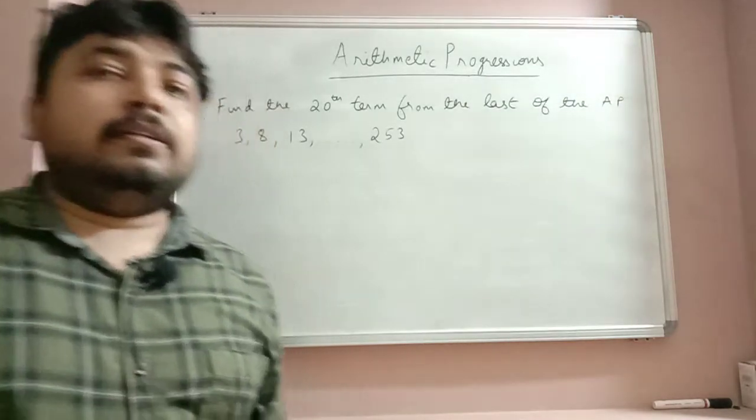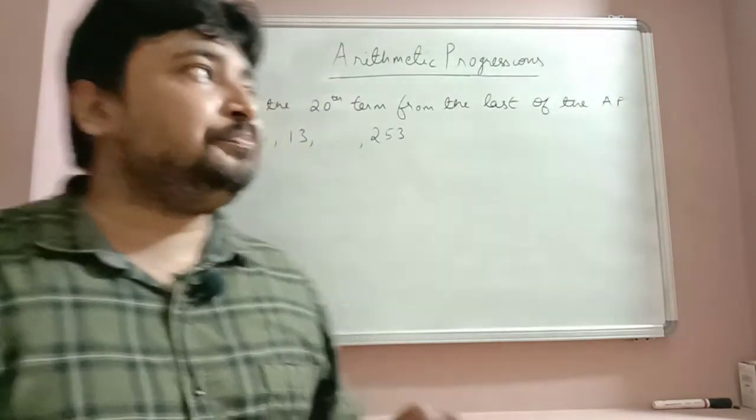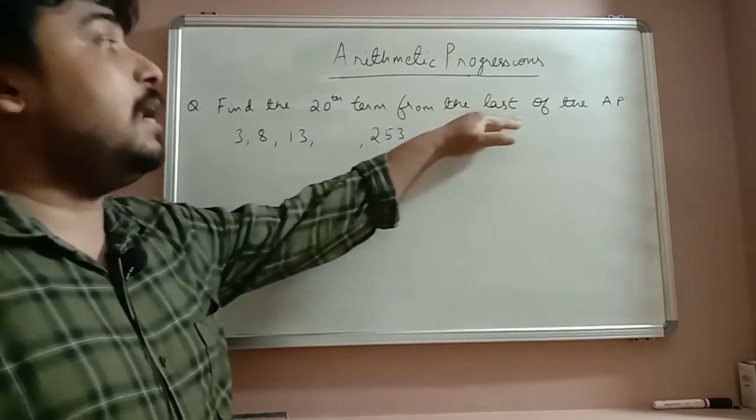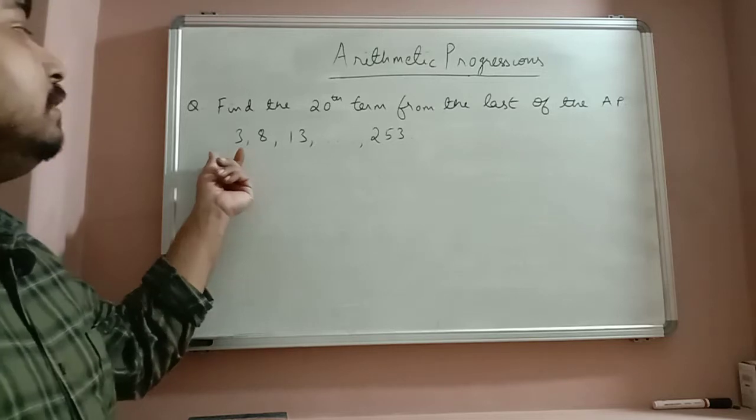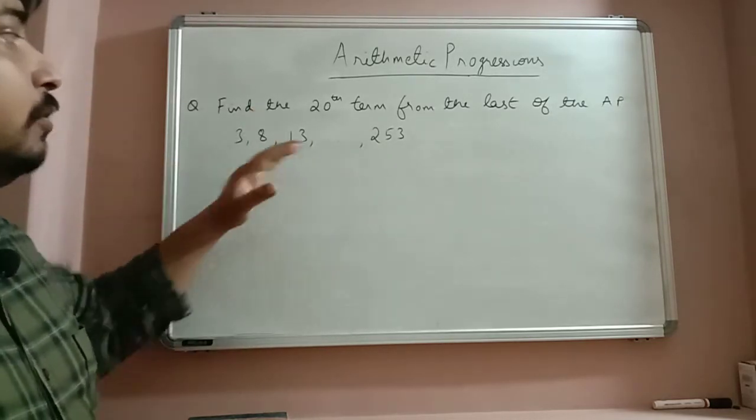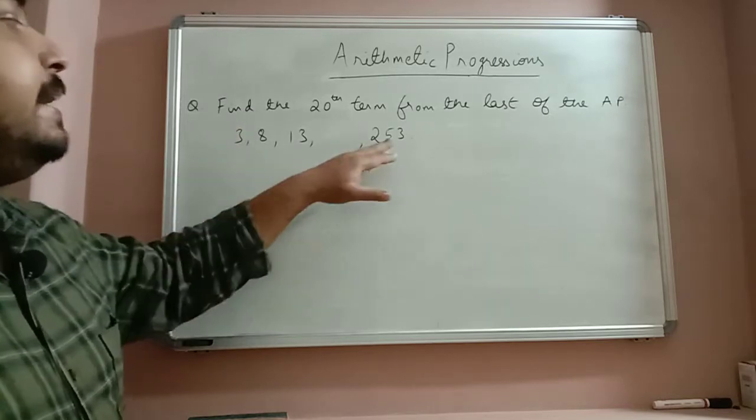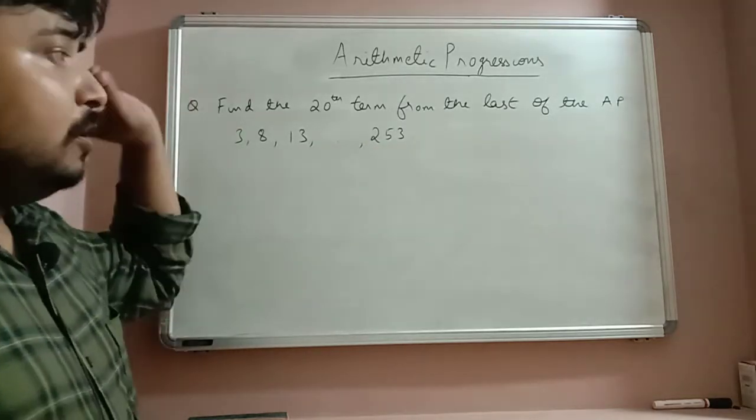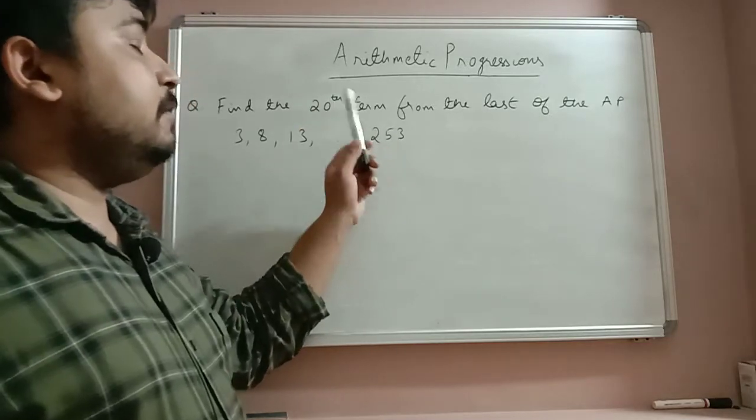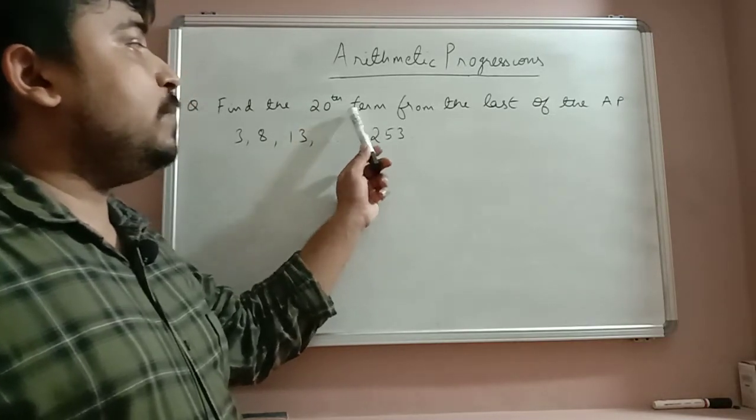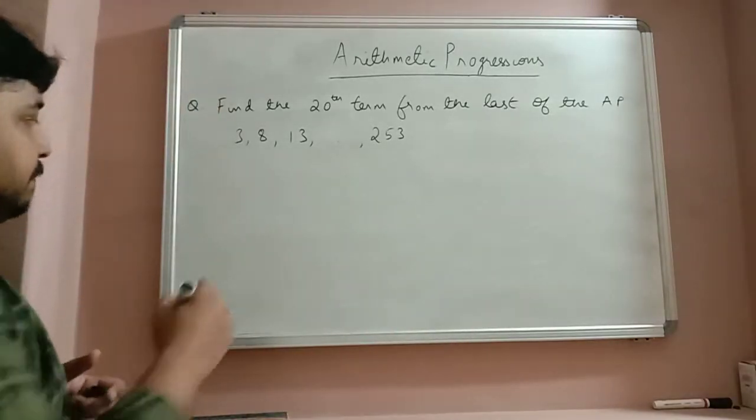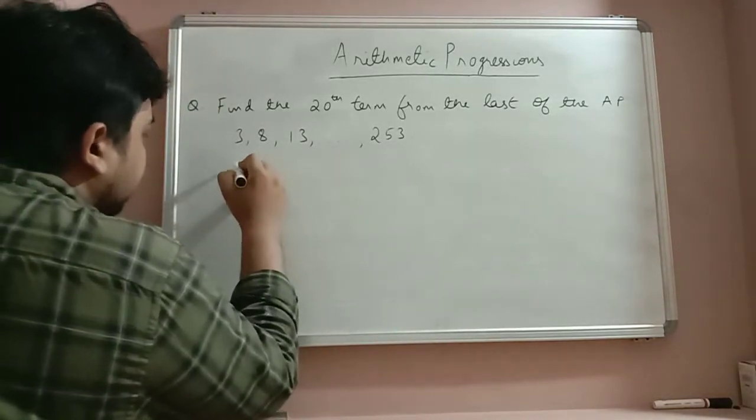Alright students, let's take up another question. Now the question says find the 20th term from the last of the AP 3, 8, 13, up to 253. Now the AP starts from 3 and ends at 253. Whenever you get this type of question, that is 20th term from the last, you just need to reverse the AP. So let me just reverse the AP.